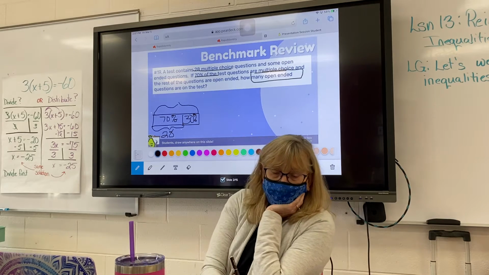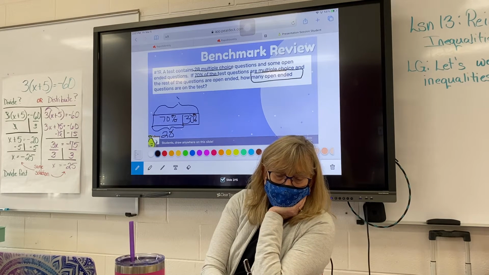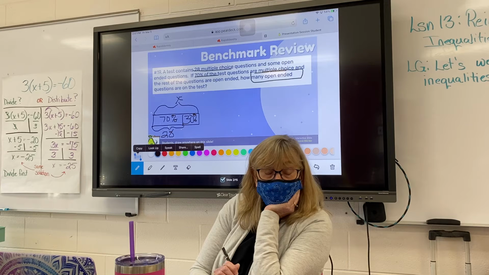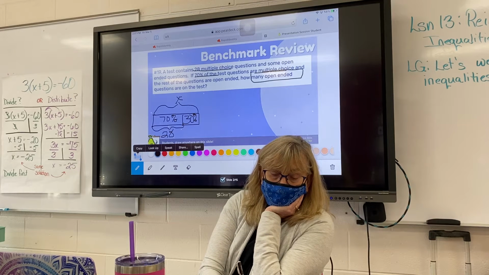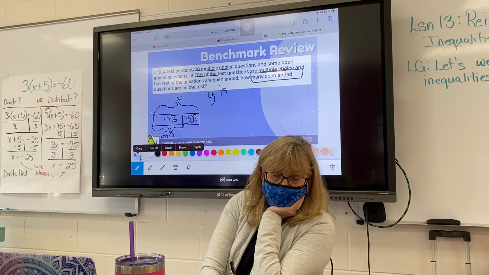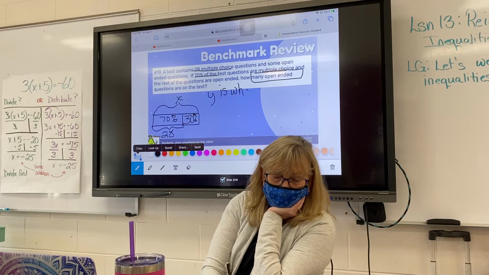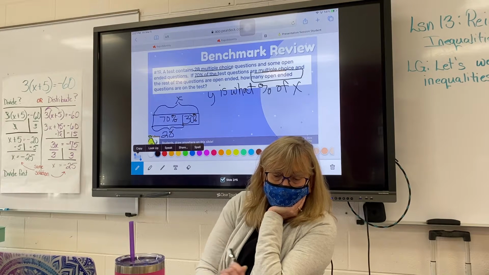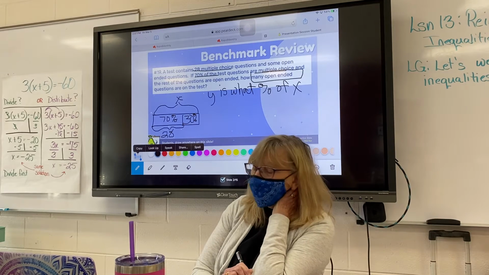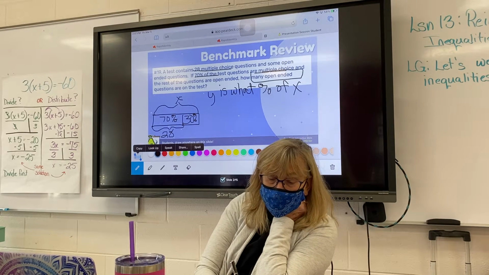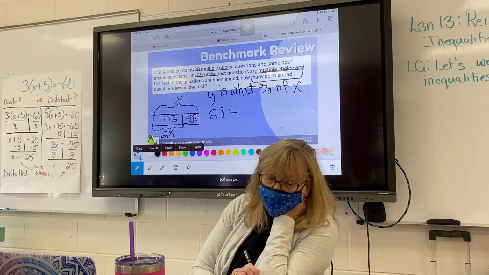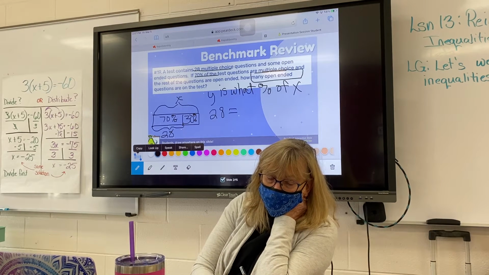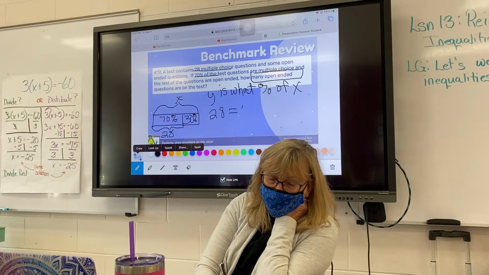Now remember, this is going to be X because that's always 100%. We always think to ourselves, Y is what percent of X? Do we know Y? Yes, we know that Y is 28. Is means equals. Do we know what percent Y is? Yes, it's 70%.